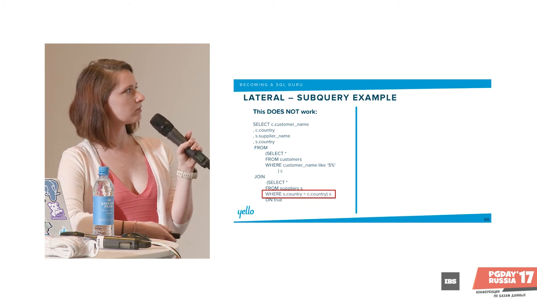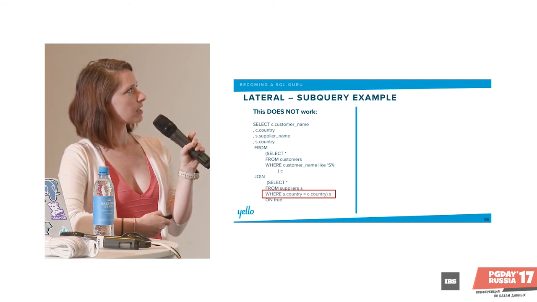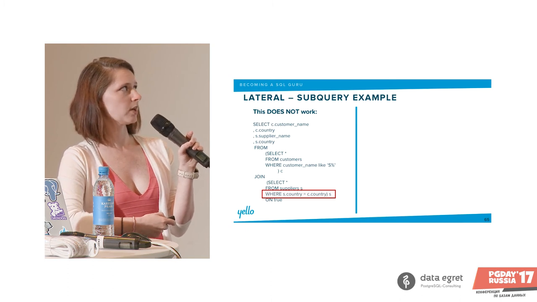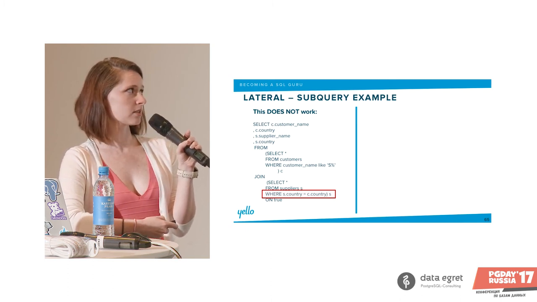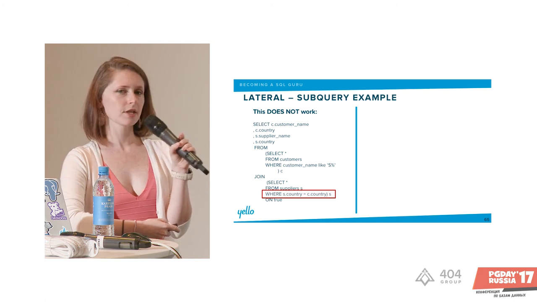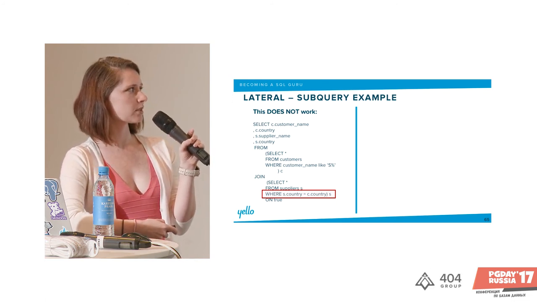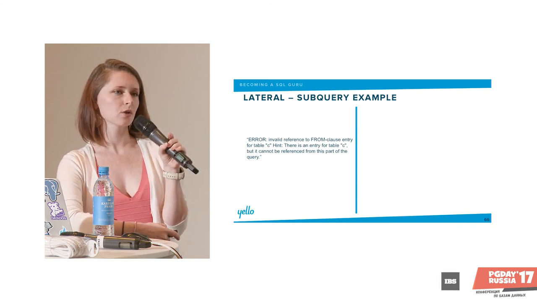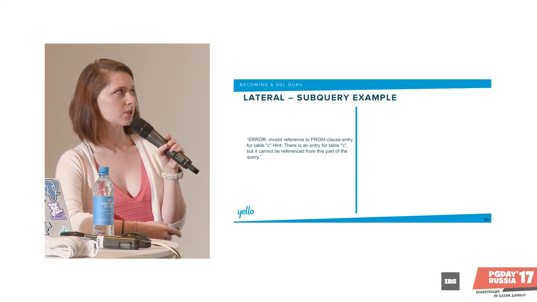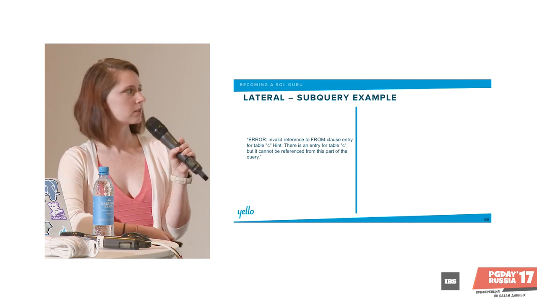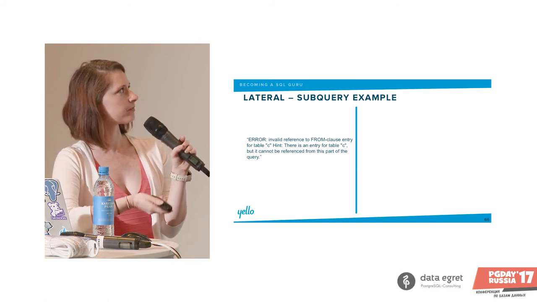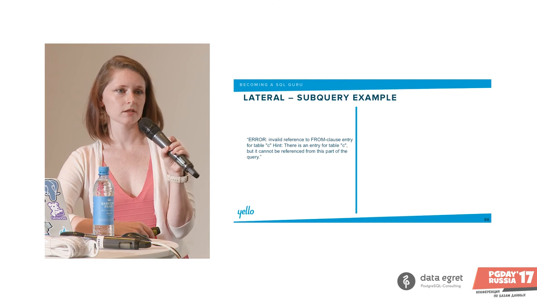So I start out where I want to get some information using a subquery where I select only my customers from my customer list, where their name starts with an S, and then I want to join suppliers, but only the suppliers who are in the same country as my customers from this subquery. If I try to run this, I get this error in Postgres, right?